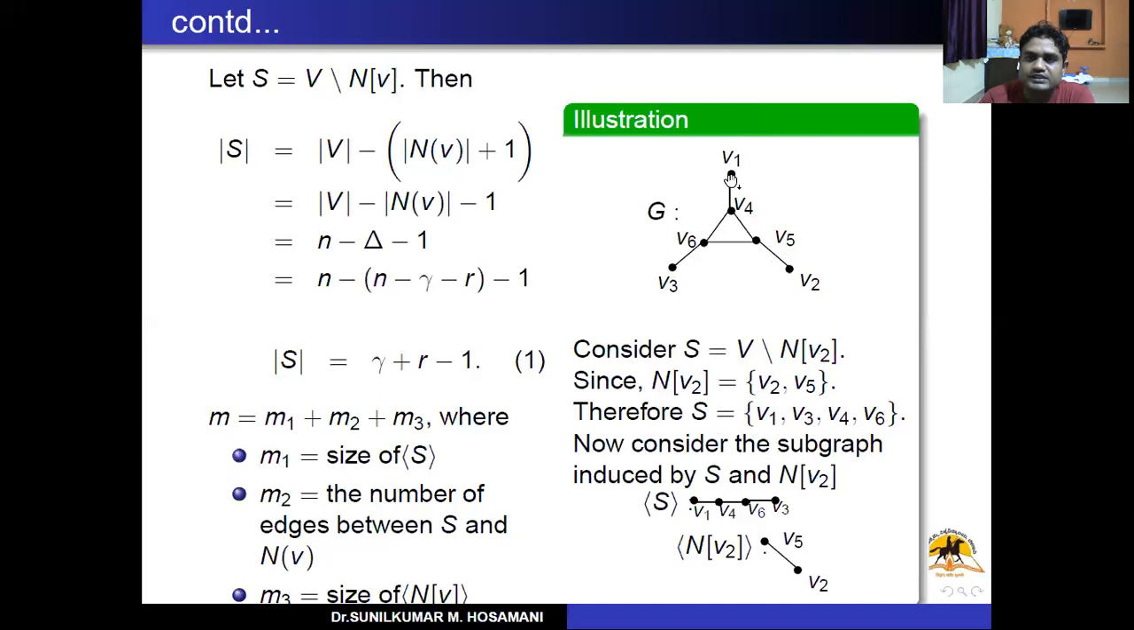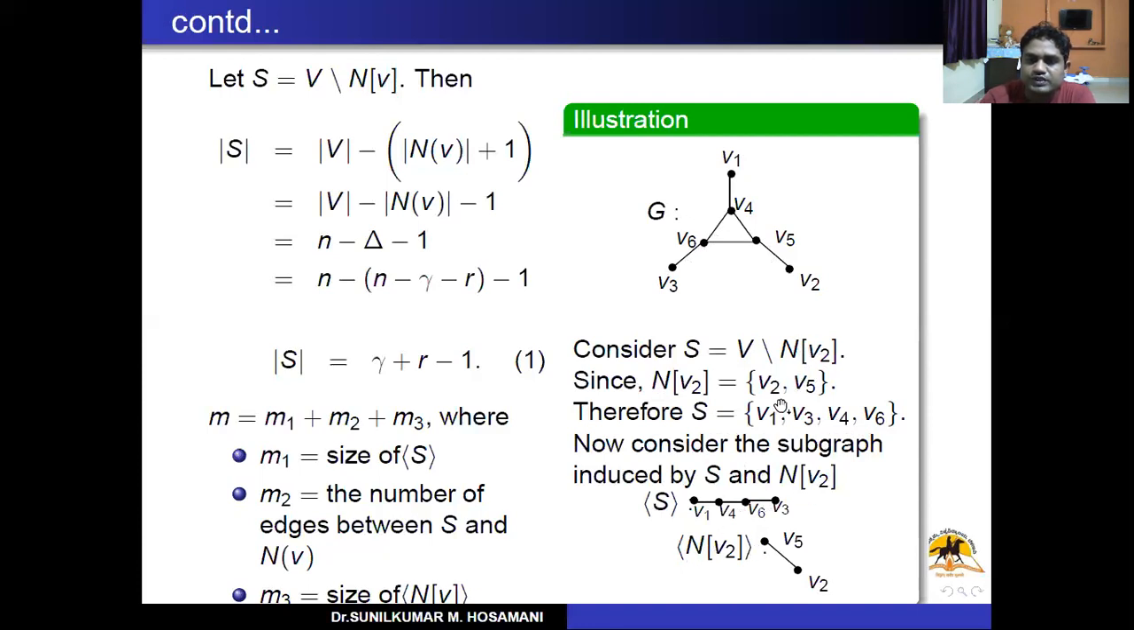Okay, and this is the subgraph. Clearly this is a P4 here: V1, V4 and V4 to V6 and V6 to V3. So this is a subgraph which is induced by this set S. Next, consider the subgraph which is induced by the closed neighborhood of V.